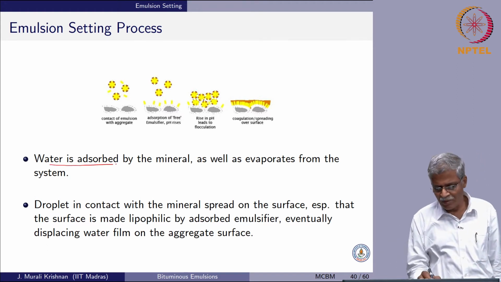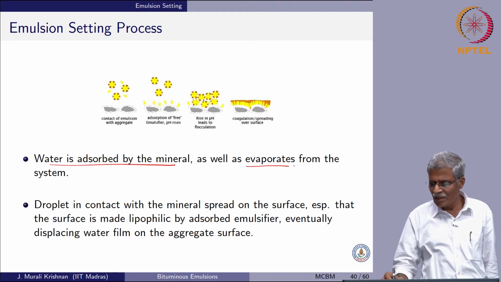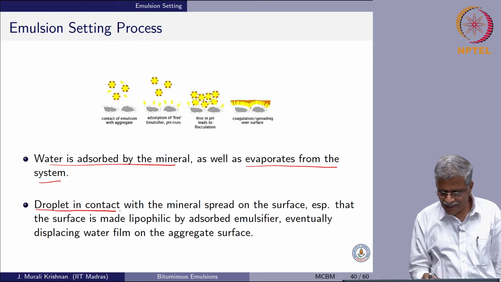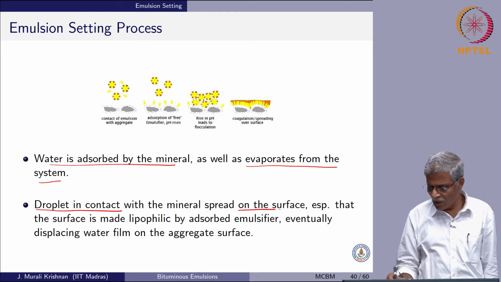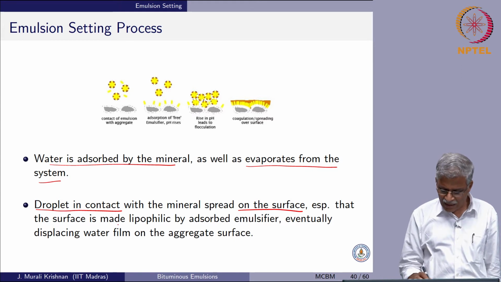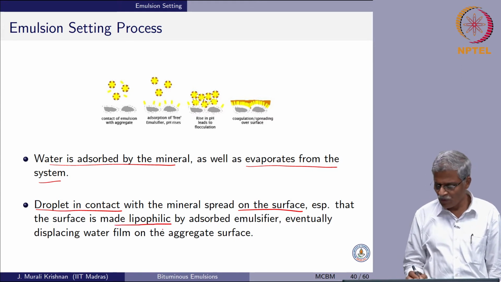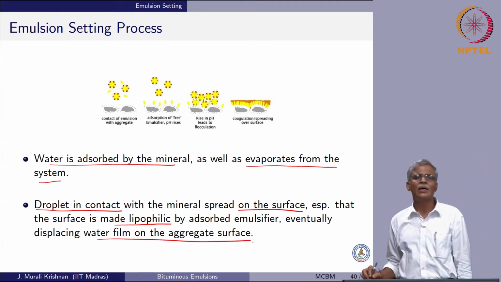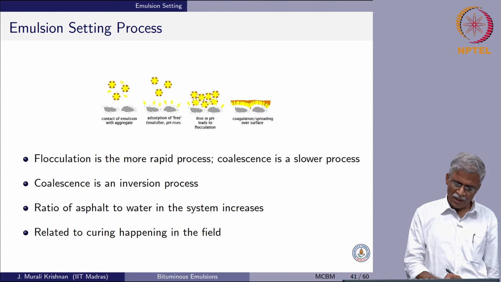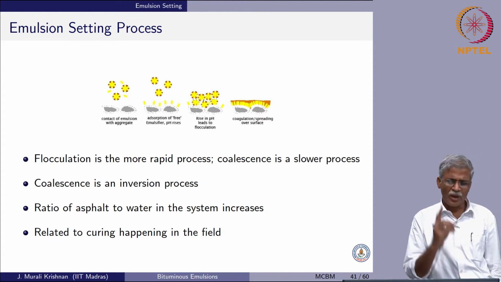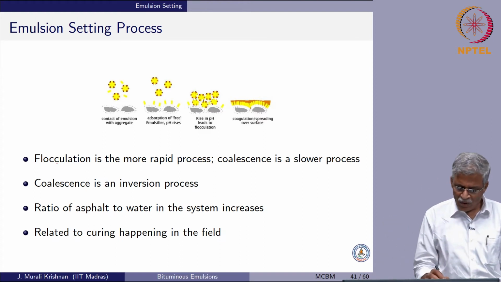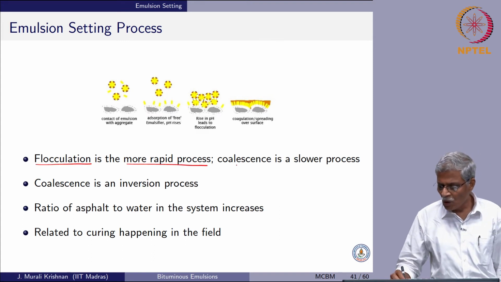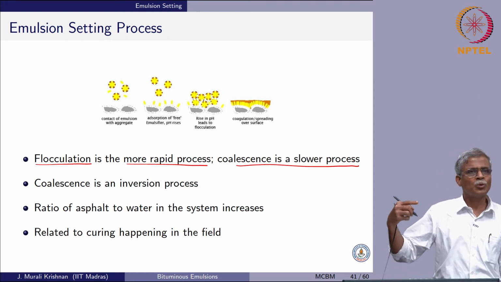The water gets absorbed by the minerals as well as evaporates from the system, and the droplet that is in contact with the mineral will spread on the surface, especially on a surface that is made lipophilic, and eventually push out the water film on the aggregate surface. So, this is the important thing that happens. Now, to summarize, flocculation is the more rapid process, and coalescence is a slower process.